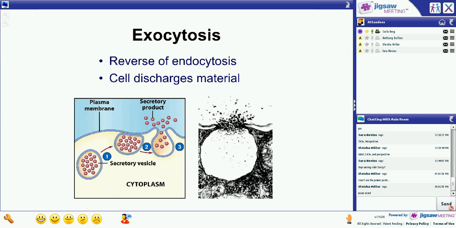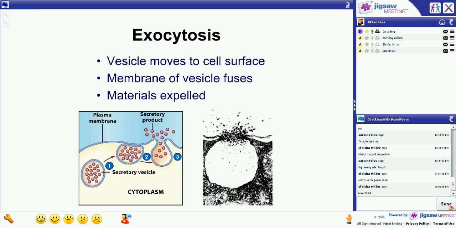And then there is exocytosis. And exocytosis is the cell discharging material. It is the reverse of endocytosis. In exocytosis, the vesicle moves to the cell surface in step 1. Then the membranes of the vesicle fuse to the outside membrane, where the material is then expelled. So on the left you have a diagram, and on the right you have a still photo of the instant when exocytosis took place.